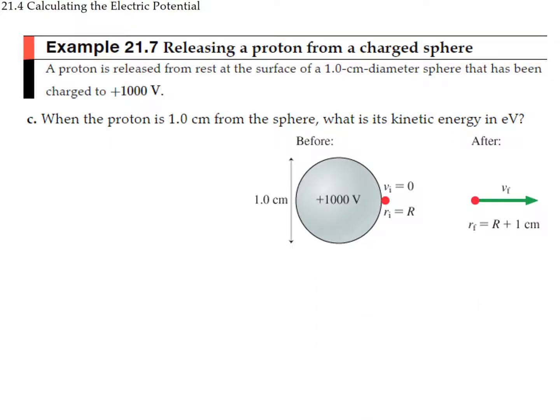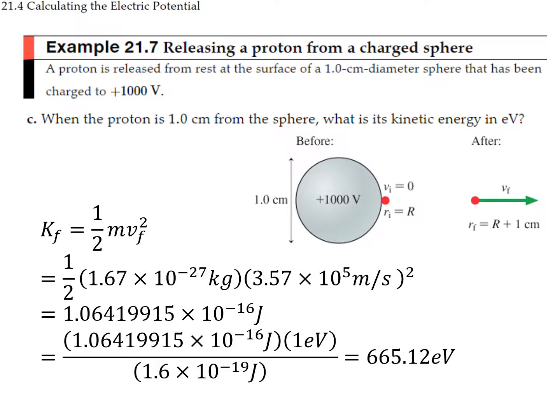Part C, when the proton is 1 centimeter away, what is the kinetic energy in electron volts? Well, 1 centimeter away, we just calculated the velocity, so we can calculate the kinetic energy in joules, and from there get it in electron volts. So we plug in the velocity, we get the kinetic energy in joules, and then we divide by 1.6 times 10 to the negative 19 to get it in electron volts.